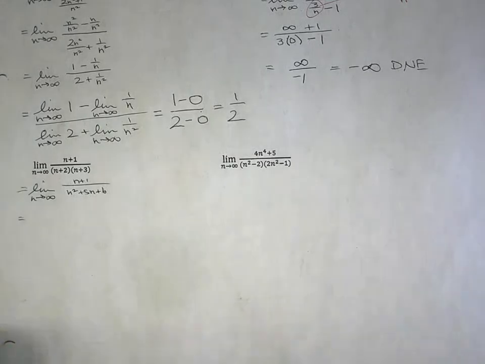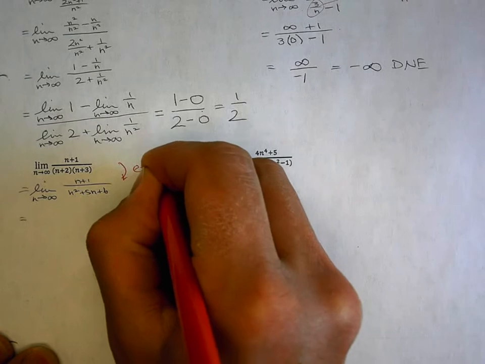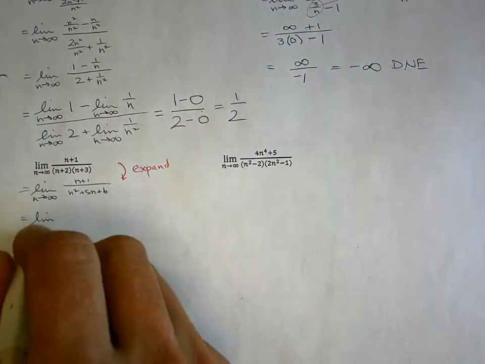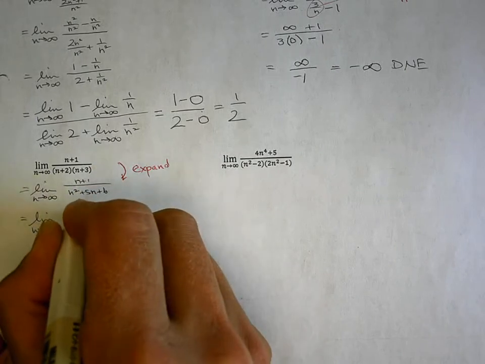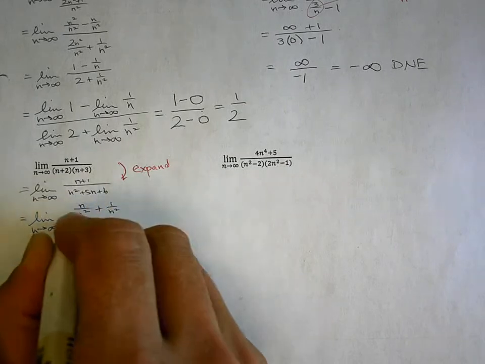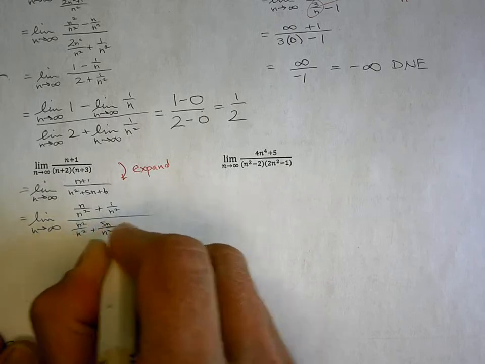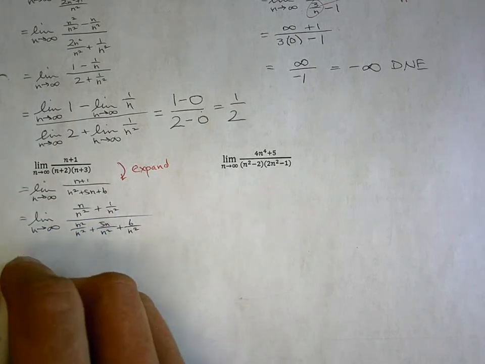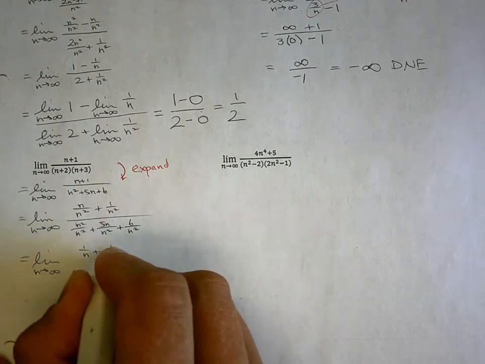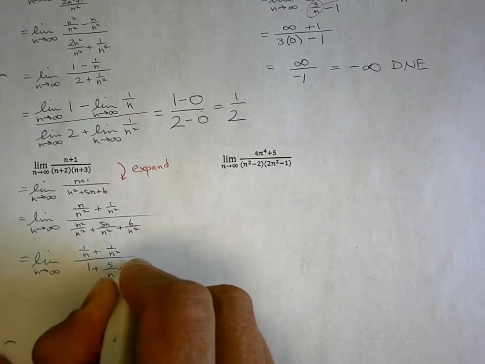Oh no, I dropped my pen. Okay, hang on. So I expand. Okay, now I can divide top and bottom by n squared. So I have n over n squared plus 1 over n squared, all over n squared over n squared plus 5n over n squared plus 6 over n squared. Let me simplify that a little bit. So I have 1 over n plus 1 over n squared, over 1 plus 5 over n plus 6 over n squared.